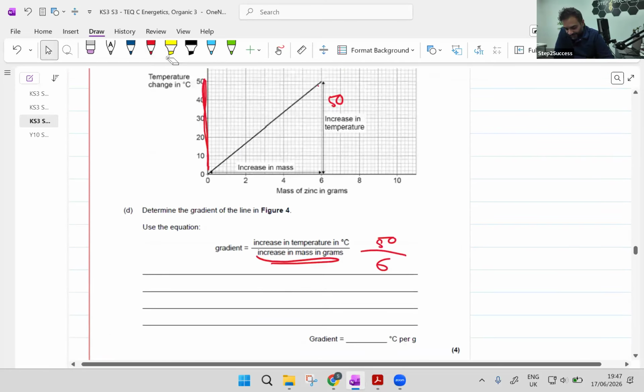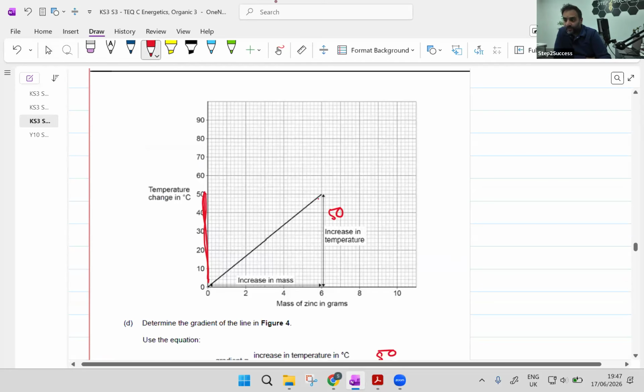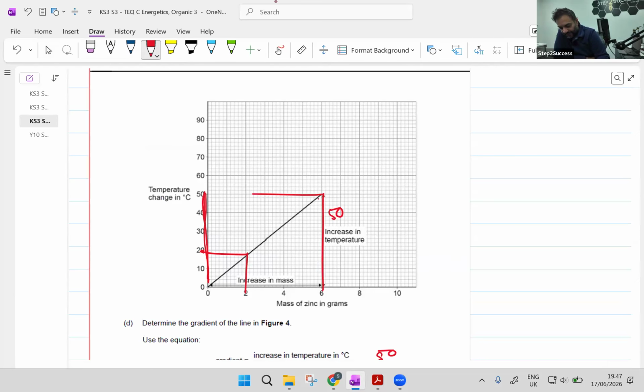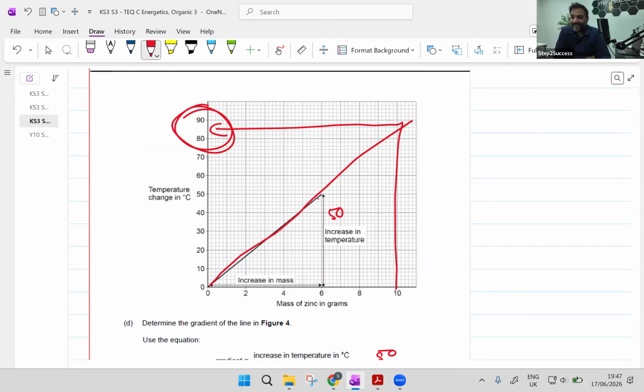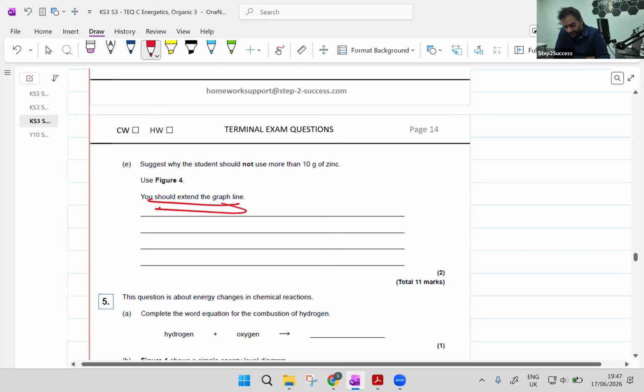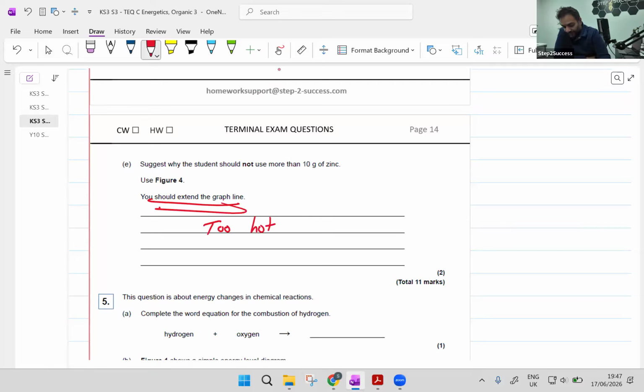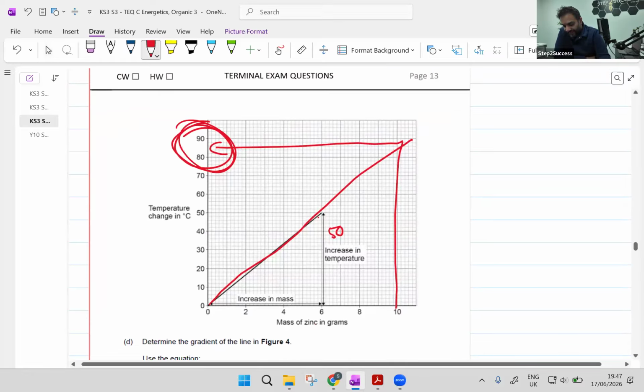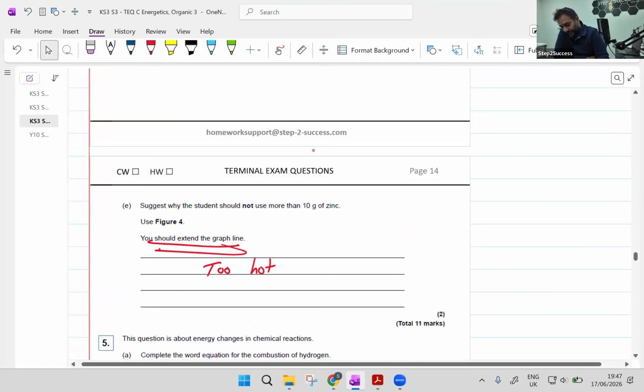And why should you not use more than 10 grams of zinc? See, what this graph is showing you is that if you use this much zinc, that's the temperature increase. If you use this much, it's that much increase. But if you continued this line for 10 grams of zinc, the temperature increase would be really hot, to the point where it might be dangerously hot. And so you should extend the graph line. You've done that. And you should explain that it would get too hot because the temperature increase would be like 80, 90 degrees if you did it with that much zinc, which could be dangerous, and you could get burnt.